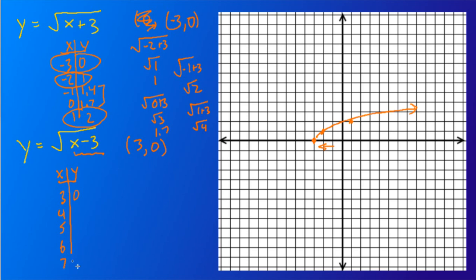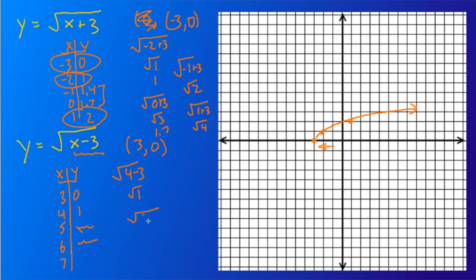So 7. If I put in the 4, that would be 4 minus 3, which is 1. Square root of 1 is 1. I'm not going to bother with these two. You can, but I'm not going to bother with them.